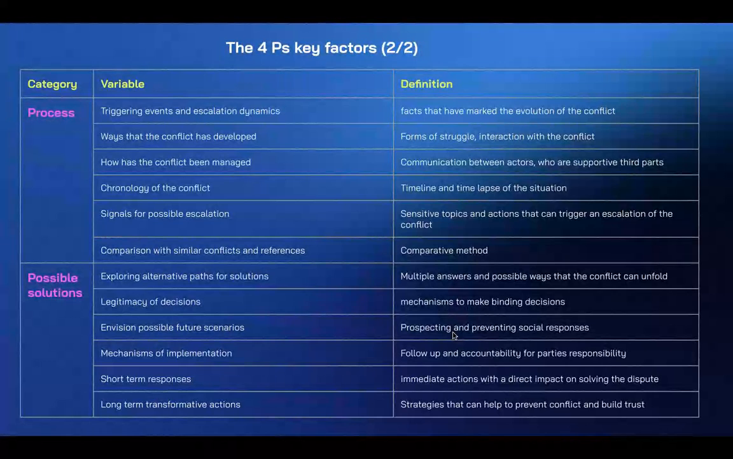Some prospection of the conflict to prevent social responses and see future scenarios, and ways to see how we can make follow-up for the implementation, and the mechanisms to have accountability for the responsibility of the parties.